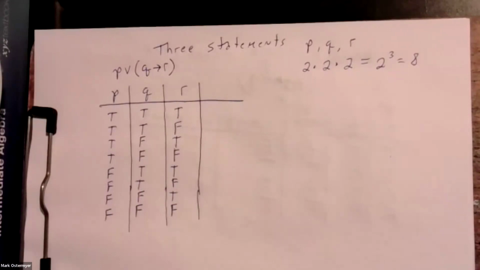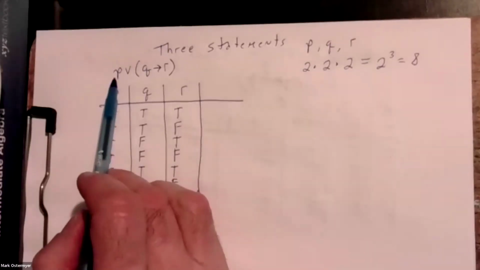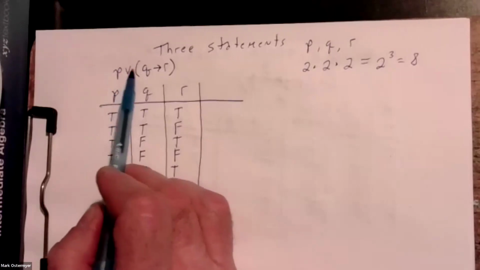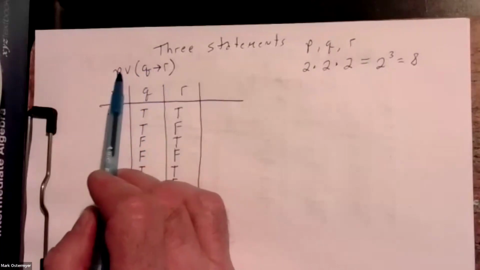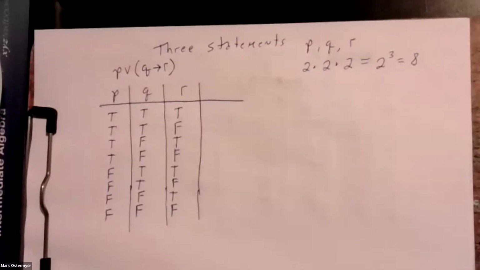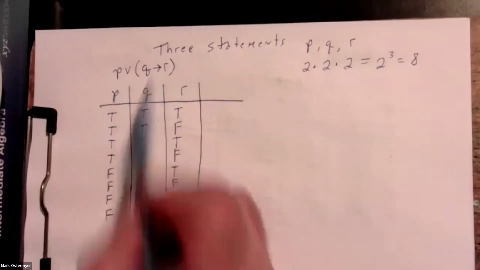How do we translate it? Is it P or if Q, then R? That's right. P or if Q, then R. Say it again. P or if Q, then R. Exactly. That's how you interpret it, correct? That's how you translate it into words: P or if Q, then R.